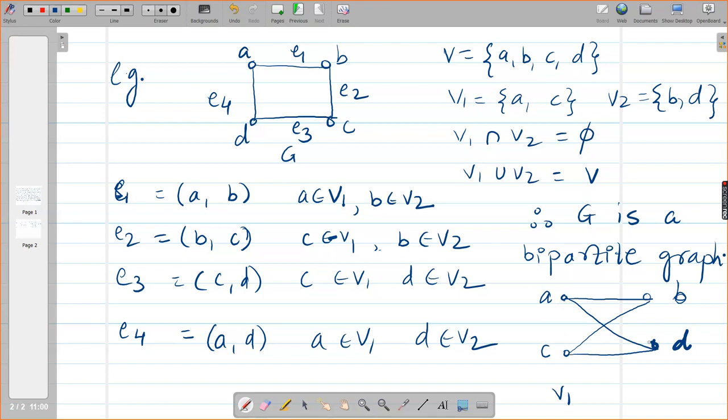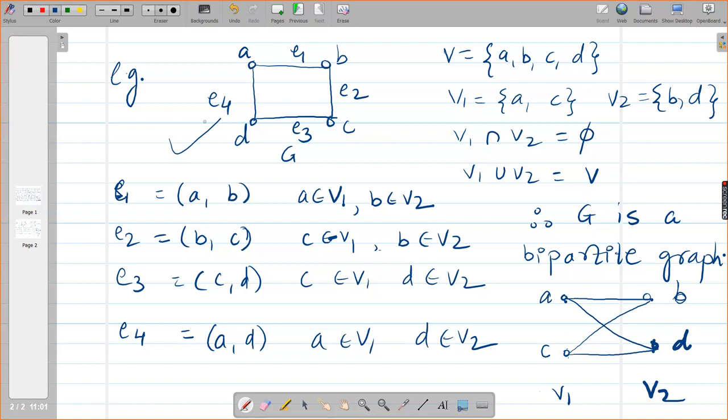Yes. Now what happens? See, every vertex of V1 is adjacent with every other vertex of V2. So this is called a complete bipartite graph. So this G is a complete bipartite also. It is a bipartite graph, and moreover it is a complete bipartite graph. We will define a complete bipartite graph as a bipartite graph in which every vertex of V1 is adjacent with every vertex of V2. I will show you the difference.